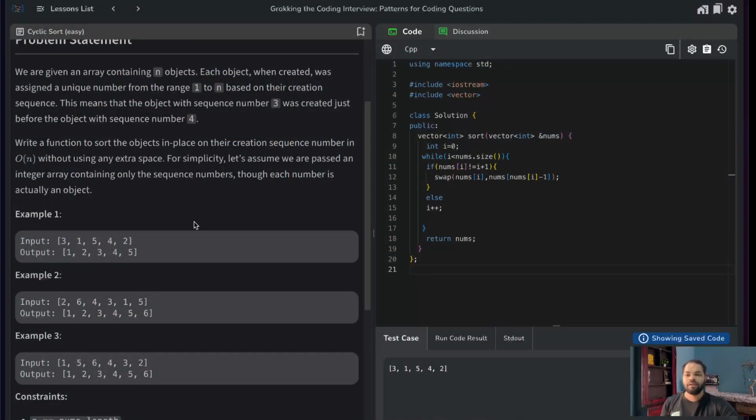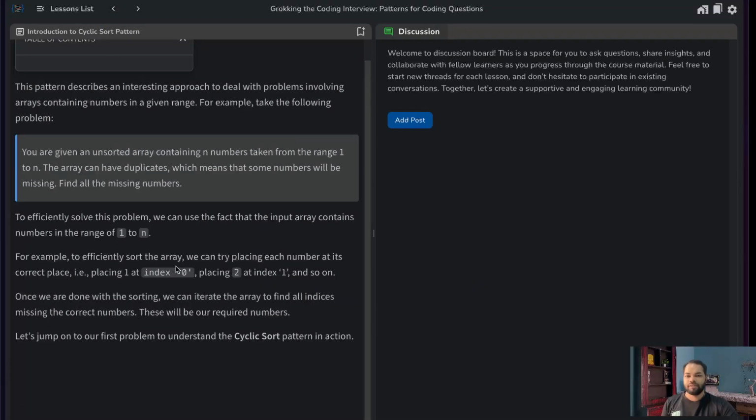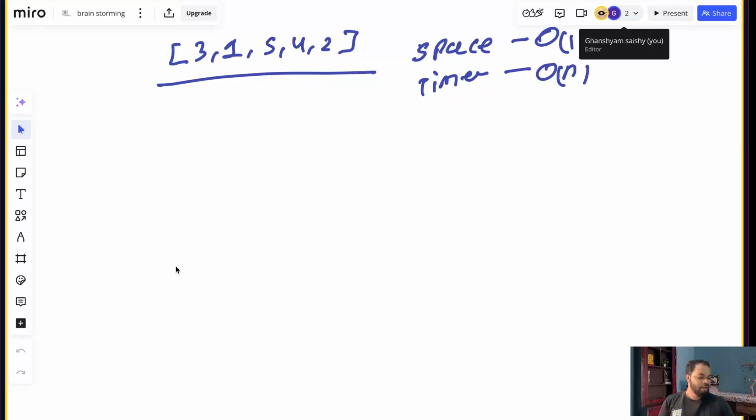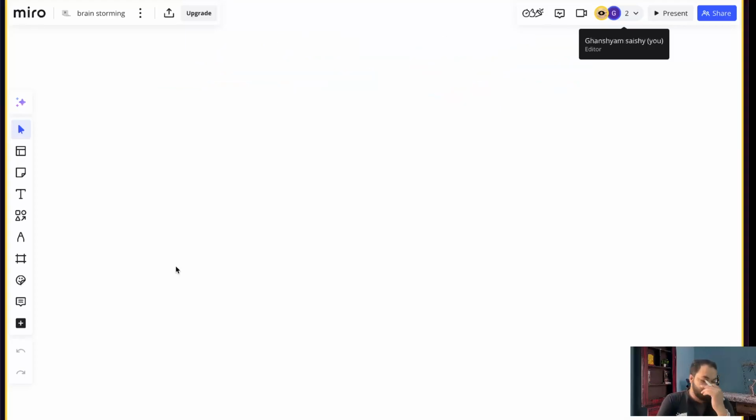Okay, here you can see the. Okay, let's go back. What is cyclic sort pattern? Cyclic sort pattern is cyclic sort pattern.